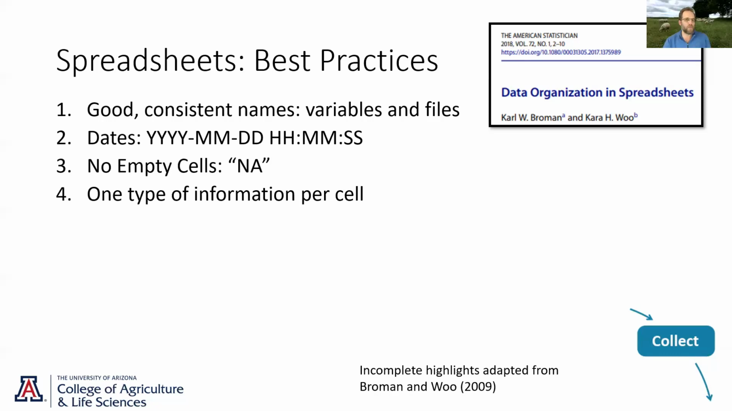Okay, so having one type of information per cell, so not, if you've got a name, combining it with also the date of collection. In some cases it's useful to do that, but it makes life more difficult further down the line.